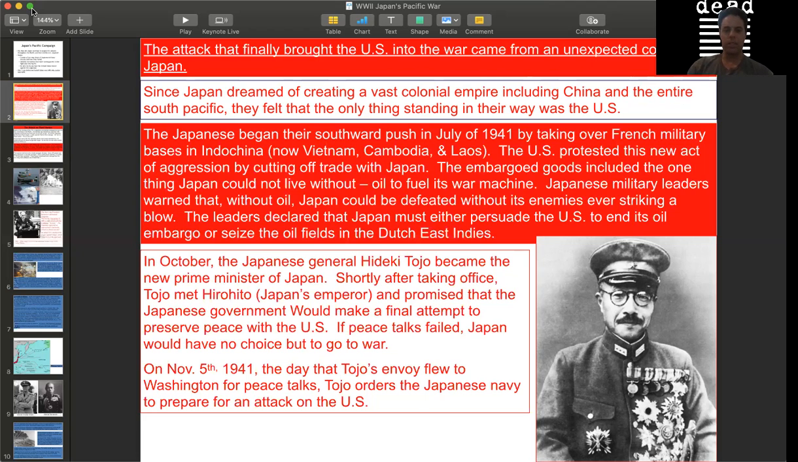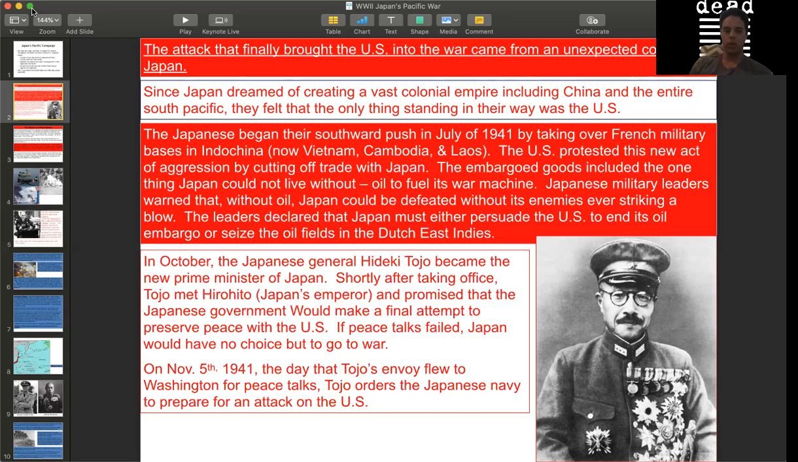The Japanese military leaders warned that without oil, the Japanese would be defeated without its enemies ever actually having to strike a blow, because they would not be able to actually mobilize their war machine. The leaders declared that the Japanese must either persuade the US to end its oil embargo, or they would have to seize oil fields in the Dutch East Indies, now Indonesia.